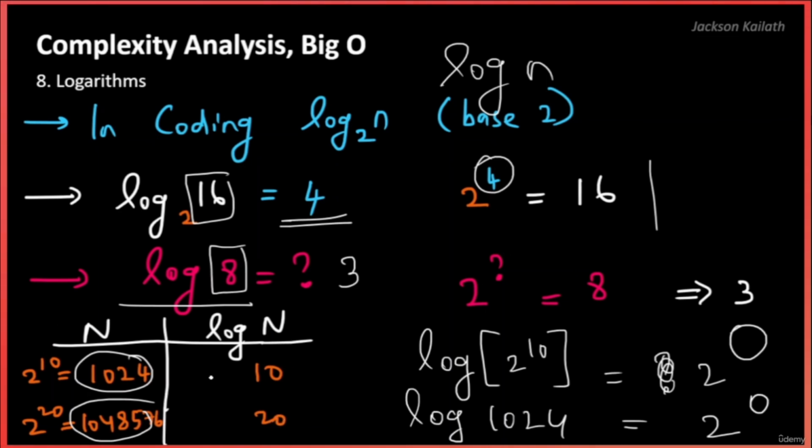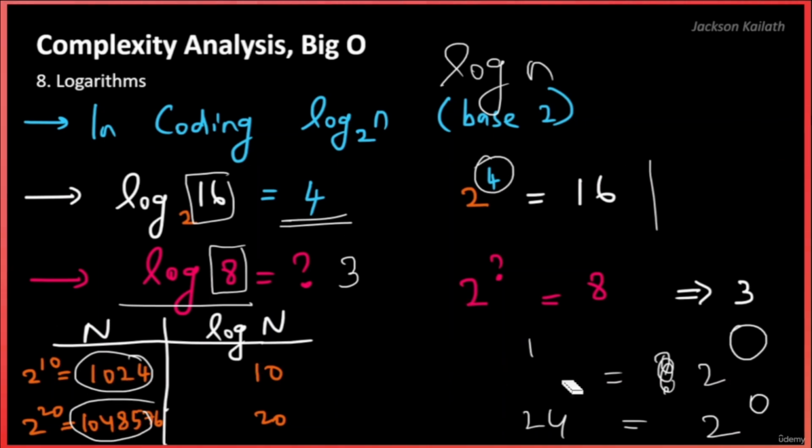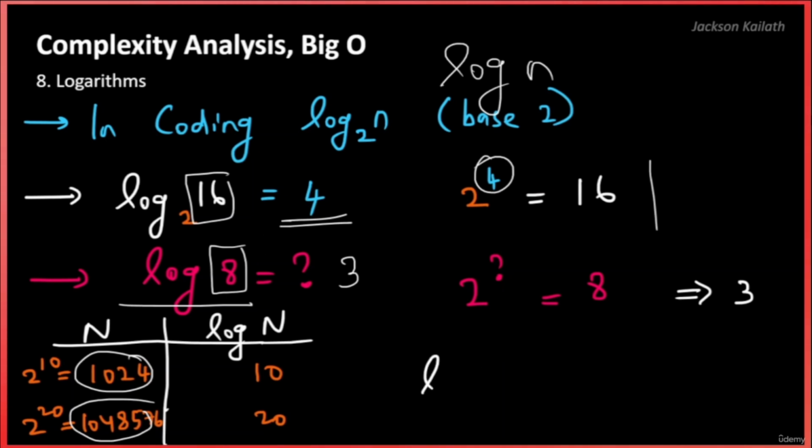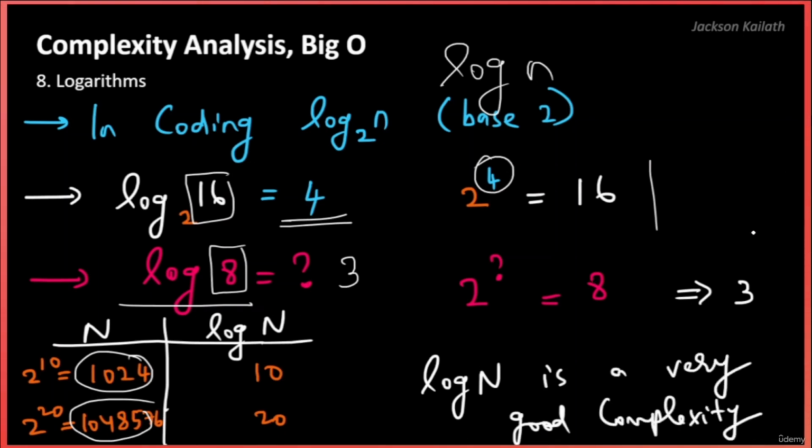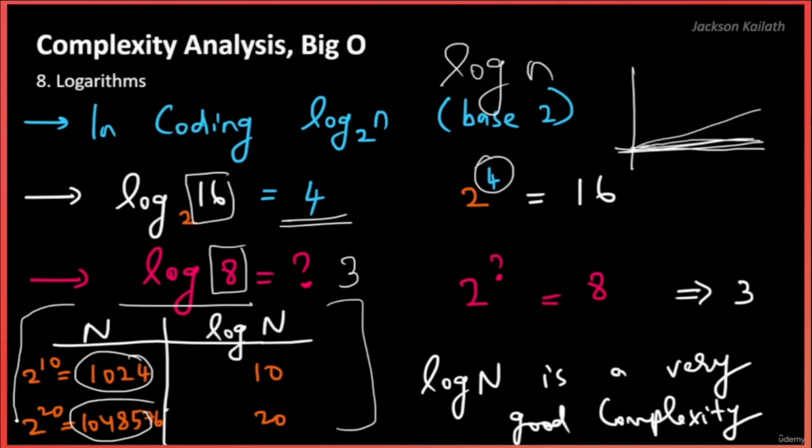So you can see that when n is increasing from 1024 to 1 million something, log n is just increasing from 10 to 20. So that's why you can say that log n is a very good time and space complexity. Even in the graph which we discussed previously, you can see that log n is increasing at a very slow pace. So if this is constant, log n will be going something like this, very near to constant, while n is going somewhere like this. You can see it's increasing at a very slow pace. Therefore, log n is a very good complexity.